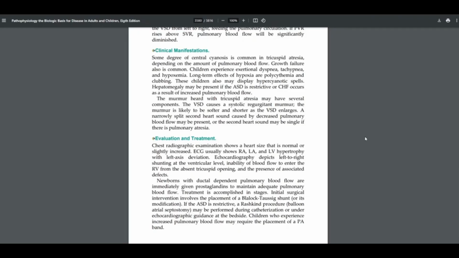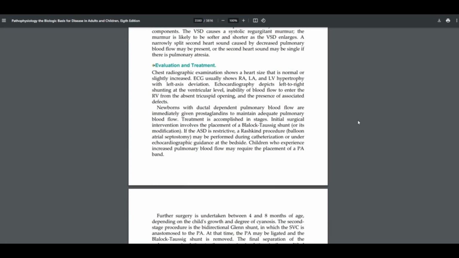So how do we treat and evaluate? Well, a chest radiographic exam shows the heart size that is normal or slightly increased. An EKG usually shows a right atrium and left ventricular hypertrophy with a left axis deviation. An echo depicts left to right shunting at the ventricular level, an inability of blood flow to enter the right ventricle from the absent tricuspid opening, and the presence of an associated defect. Newborns with ductal-dependent pulmonary blood flow are immediately given prostaglandins to maintain adequate pulmonary blood flow.